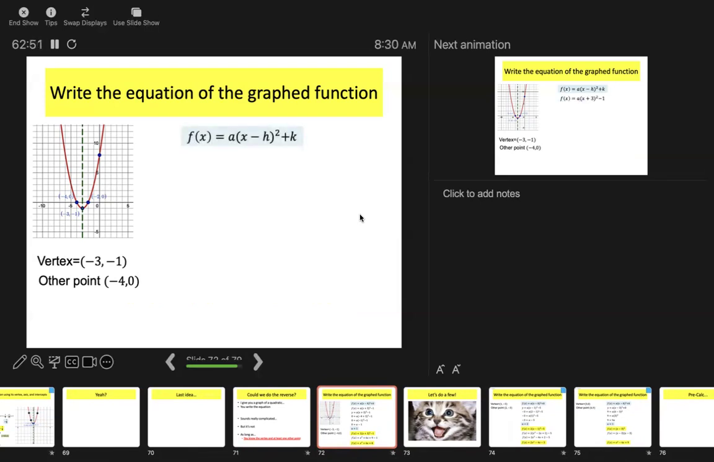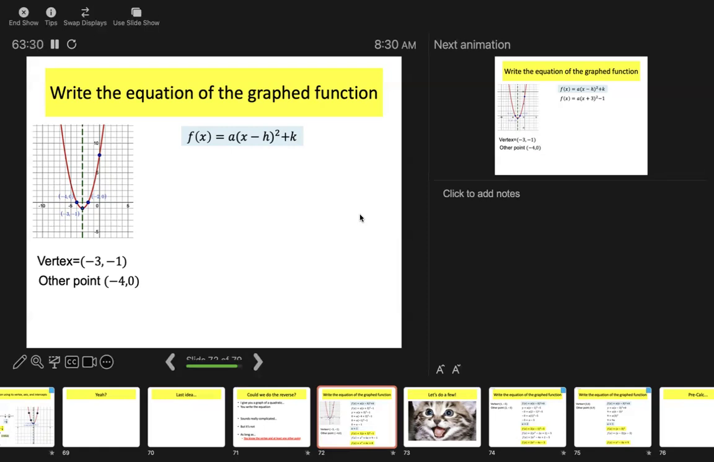Step number 1: if they give you the vertex, you can't plug the vertex into standard form. You can plug the vertex into vertex form. So if I say the vertex is -3, -1, what here changes? I'm handing you the vertex, so what changes? You're overthinking this. Here's the vertex formula. What changes if I tell you this is the vertex? You just plug it in, right? So what's the equation now going to say?